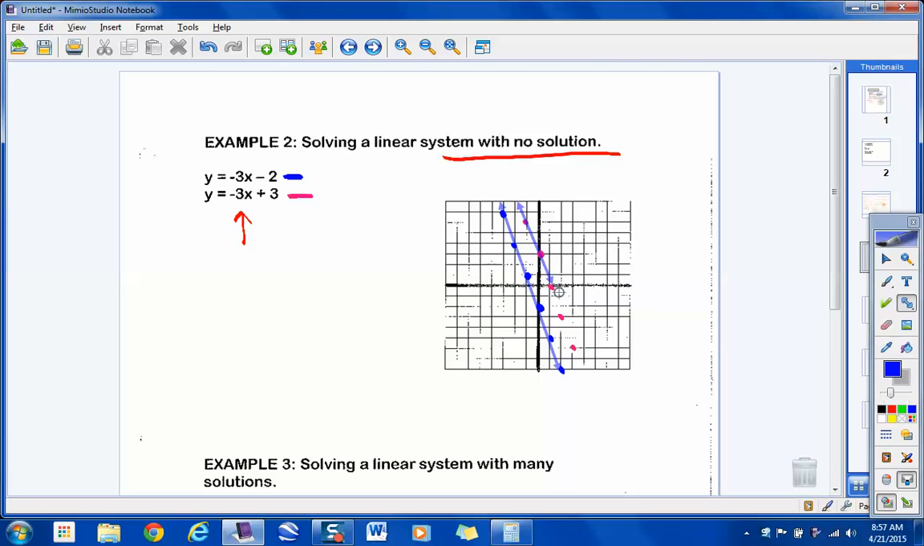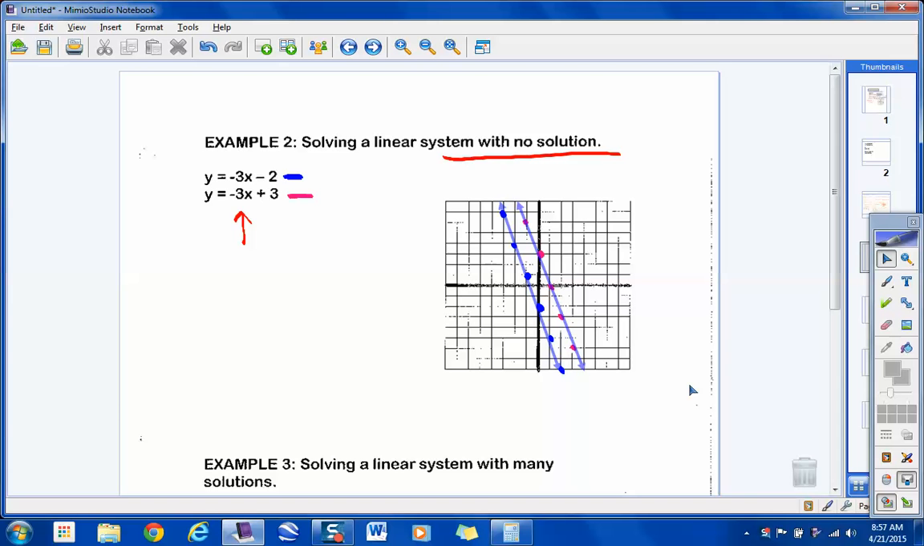Looks to me like these two, oops, didn't want to do that. But I can fix it. I fix it, Felix. Felix Jr. Fix it, Felix. These two lines appear to be what kind of lines, kids? Parallel. Are parallel lines ever going to meet?